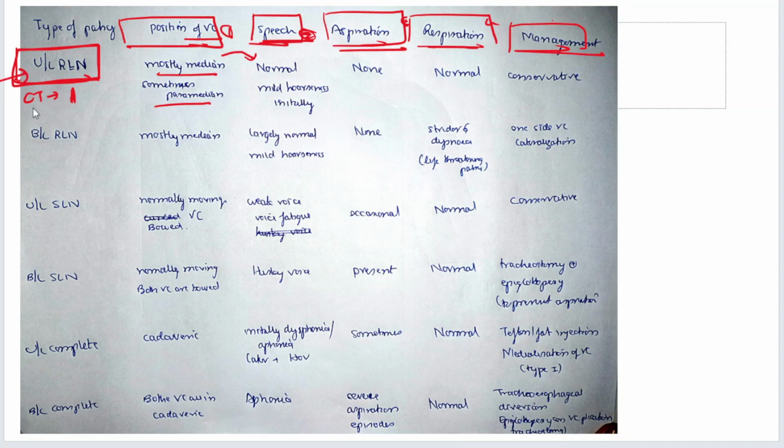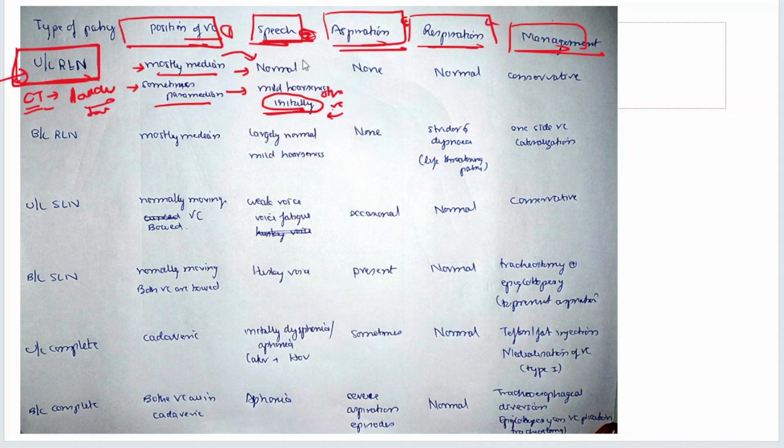Unilateral recurrent laryngeal nerve palsy: all muscles of the larynx except cricothyroid are gone. Cricothyroid is spared. What does cricothyroid do? It is an adductor and a tensor of the vocal cord, so it brings the vocal cord to the median or the paramedian position. If it is median, the voice will be normal. If paramedian, there is mild hoarseness initially, but the other vocal cord will cross the midline and give you a good voice after some time.